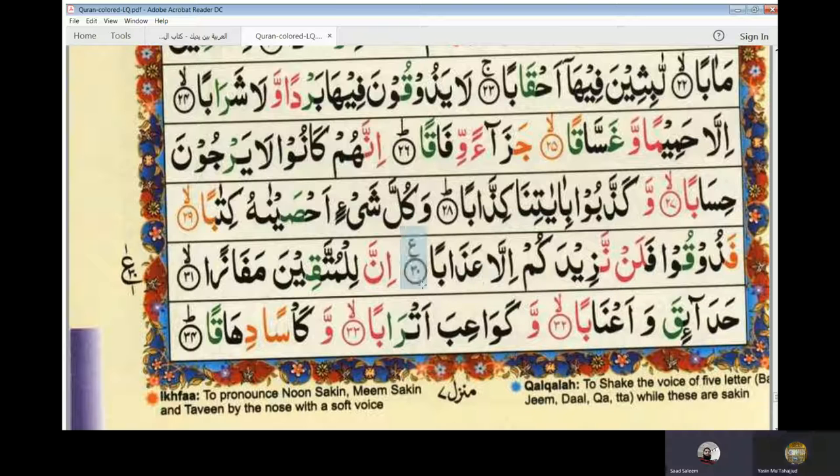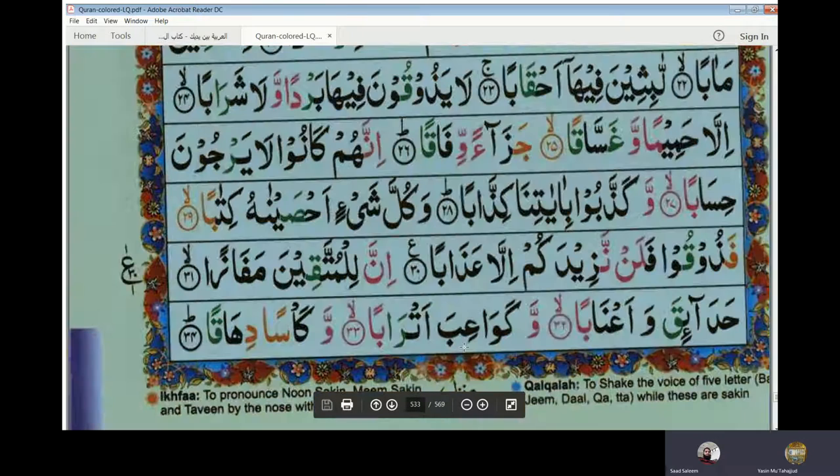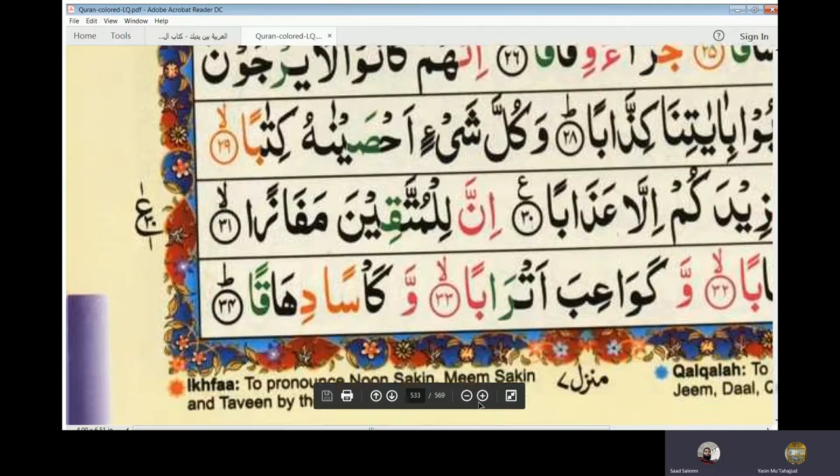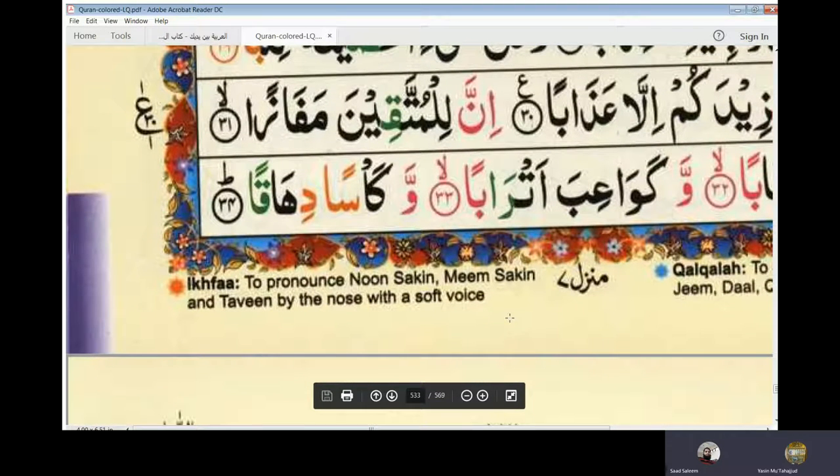صدق الله العلي العظيم. So here we have completed the 30th verse. Verse number 30, page number 533. Okay, I note that. Verse number 30, page 533. Yes. Read this.